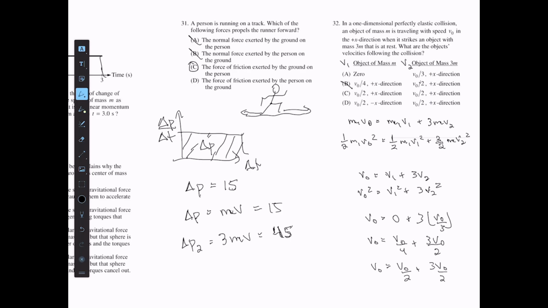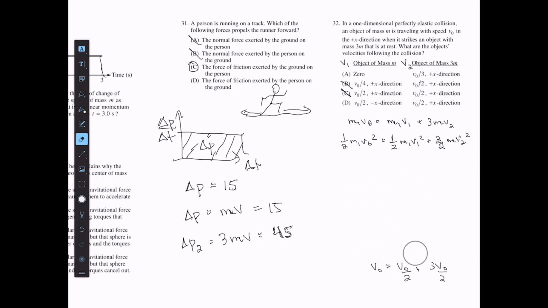No, that's not true. What about for this one, negative v0 over 2 and then v0 over 2? Negative v0 over 2 plus 3 v0 over 2. That is true. Okay, so now that we eliminated some answers by just using conservation of momentum, let's test conservation of energy, because it's an elastic collision.